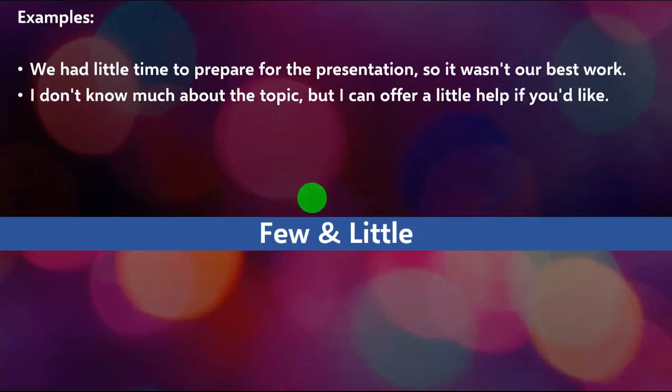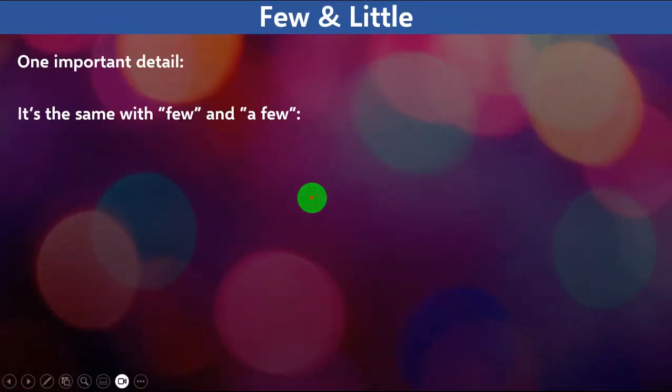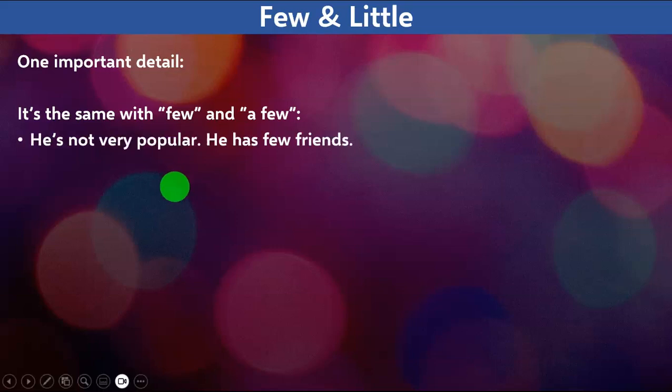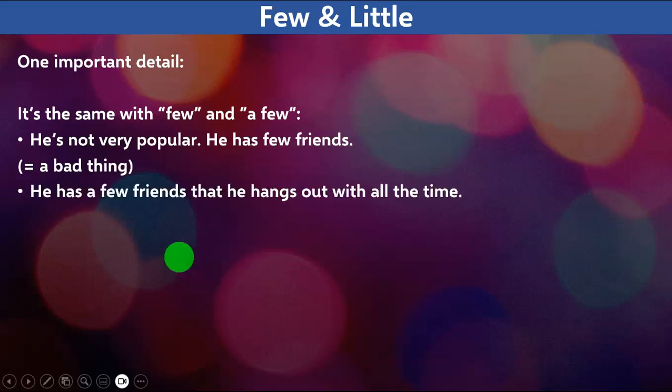Let us move forward. Now, friends, the same thing is applicable with few and a few. What I just explained to you with little and a little is applicable with few and a few. He's not very popular. He had few friends, which means it's a bad thing, right? You're using few out here, right? He has a few friends that he hangs out with all the time, right? You have few out here, you have a few out here. It's a good thing. He has a few friends. It is being used in a positive way.